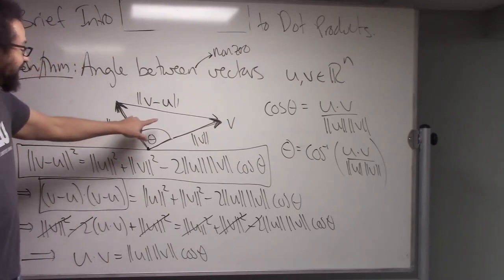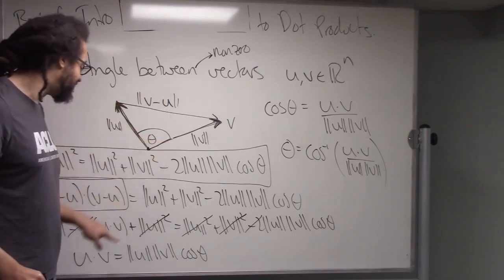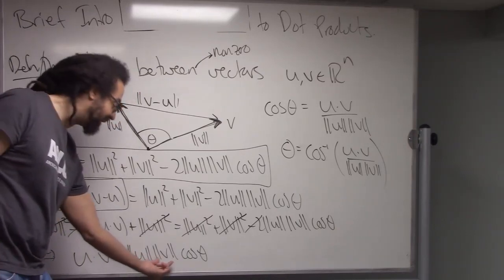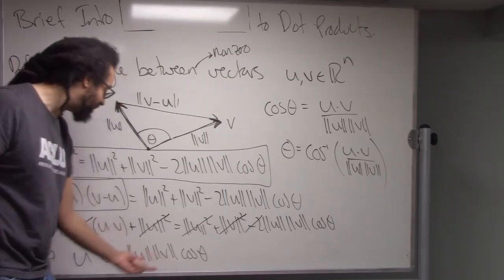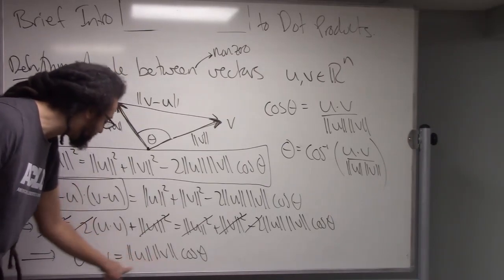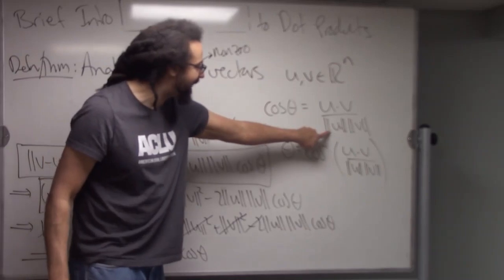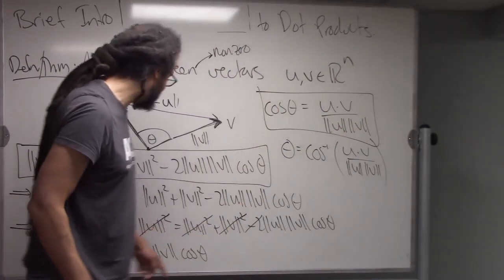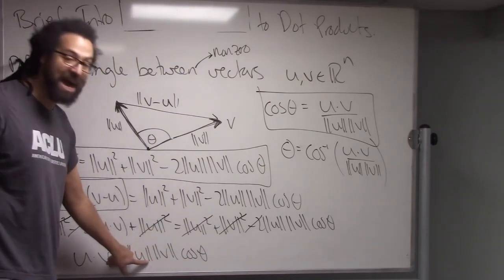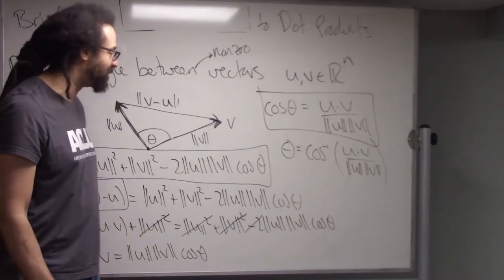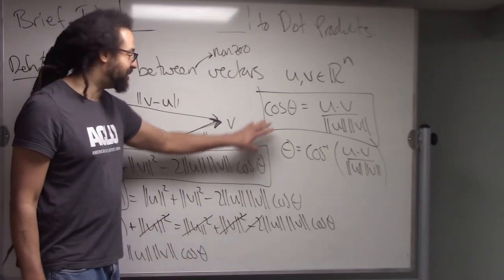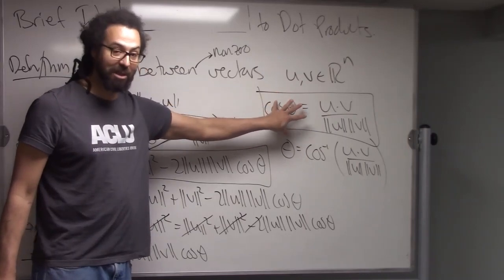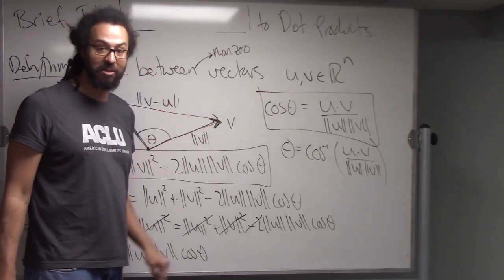So if both of these vectors are not 0, then the magnitude of this thing is not 0, and the magnitude of this thing is not 0. So now I'm allowed to divide both sides by the magnitude of u times the magnitude of v. And so here's the formula: cosine of theta is equal to u dot v divided by the magnitude of u times the magnitude of v. Definitely, if you don't believe all of this, make sure you memorize the formula for the angle between two vectors.